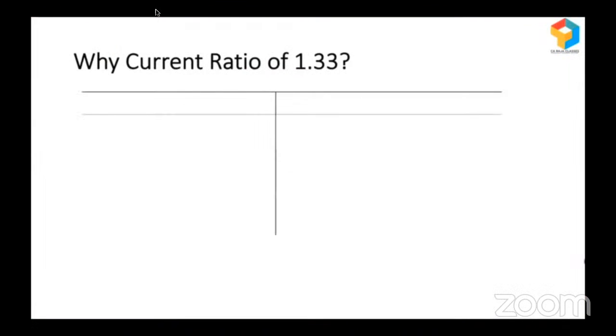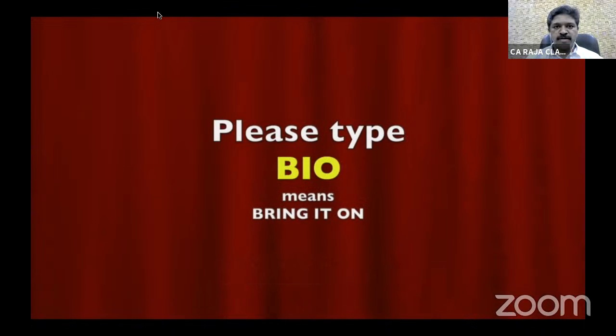Shall I take a couple of minutes to explain the logic behind a minimum current ratio of 1.33? Why are banks insisting on a minimum current ratio of 1.33? Shall I explain? If you're interested, just type BIO. It means bring it on. So I'll be able to break that logic and put it in a nutshell form.